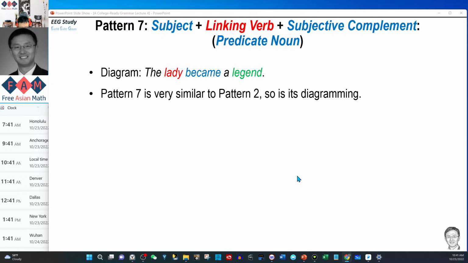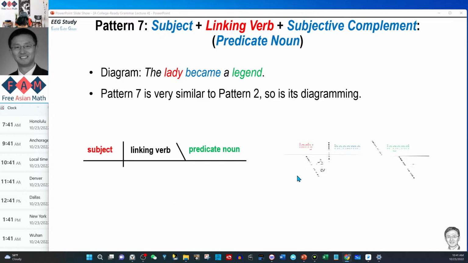in patterns 1, 2, 6, and 7, the subject and the subject complement are all linked by the verb in between. Okay? And in the broad sense, the be verb is a linking verb, so we may just use linking verb to describe both. Okay? So that's pattern number 7.